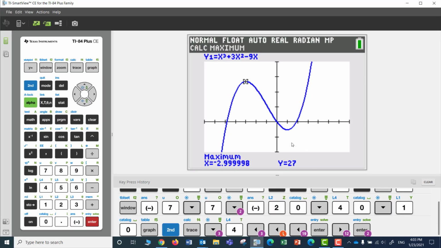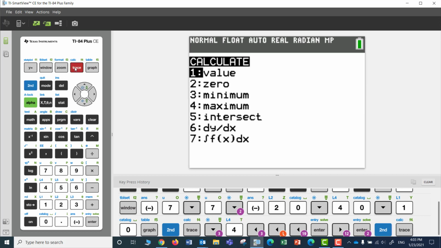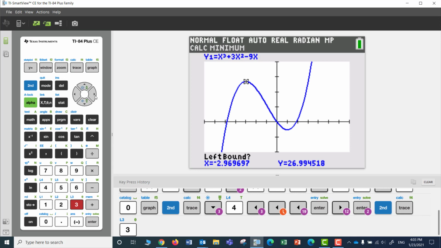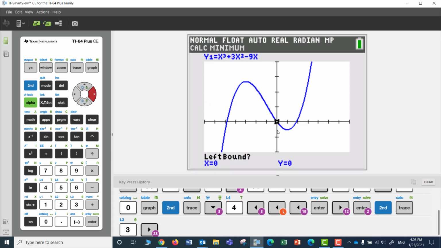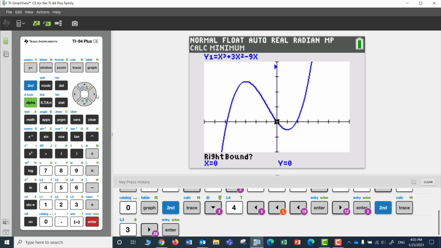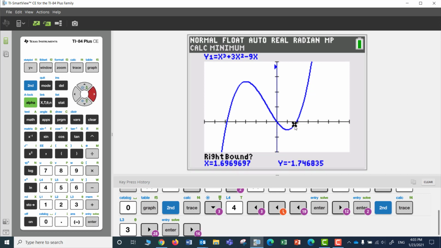For the minimum, you'll need to repeat the process. So you're going to do second trace, but this time you're going to do minimum, number 3. You can move the cursor a little bit to the left of the value you're looking for, but make sure that the cursor is actually located on the left of the value. Push enter, and then use the right arrow for the right bound. As soon as that cursor is on the right-hand side of that value, you just make sure it's on the right. How far to the right doesn't matter.